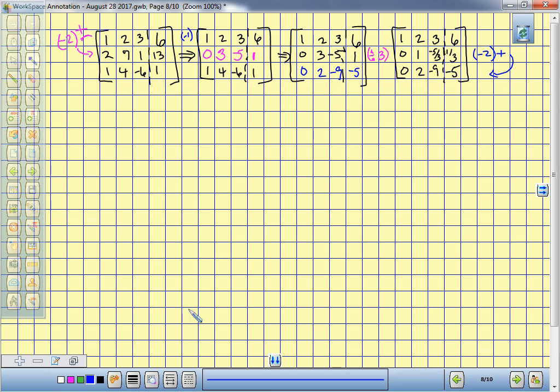So if we multiply this through by -1 and add, what is 1 plus -1? 0. What is 4 plus -2? 2. What is -6 plus -3? What is 1 plus -6? -5.